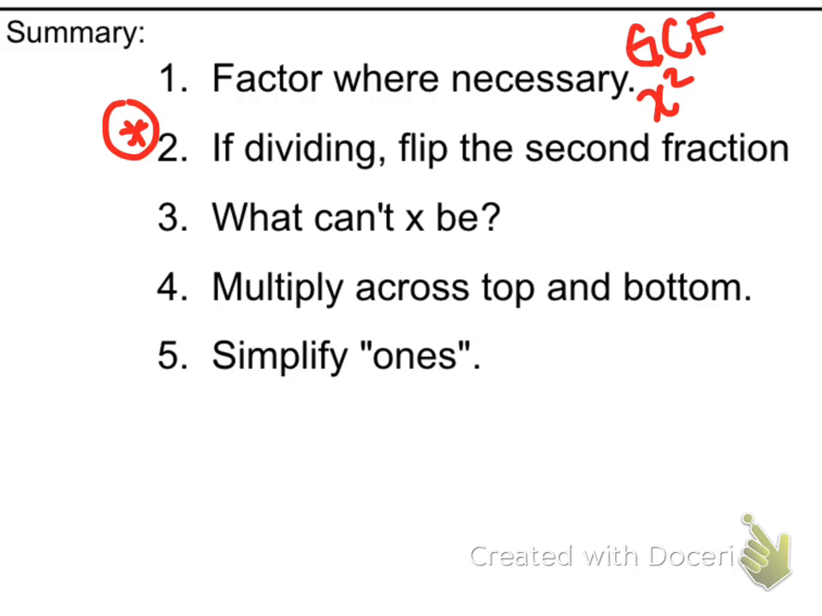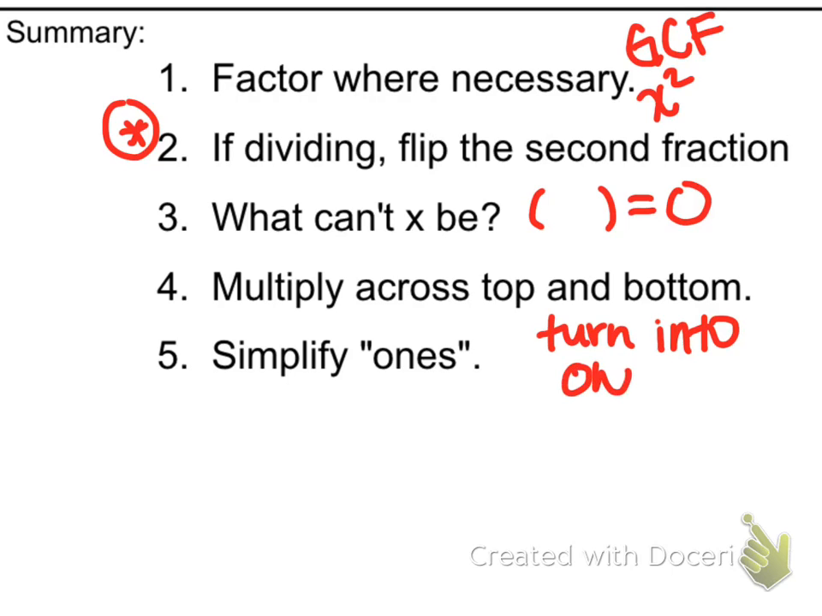From there, what can't x be? Remember, that's where you set each thing in the denominator equal to 0 to decide what x can't be, because we know the denominator can't be 0. Go ahead and do your multiplying, so basically turn it into one fraction, straight across the top and straight across the bottom, and then simplify your ones.